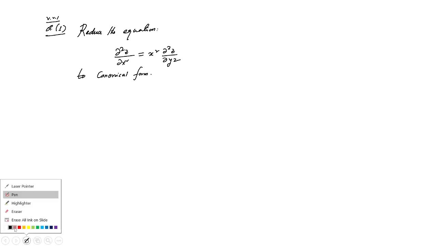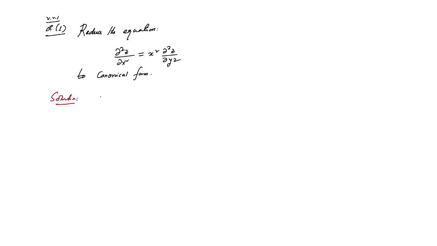Now how to solve this kind of problem? Okay, first we'll check it is hyperbolic or parabolic or elliptic type or not. That we will check. So the given second order semilinear PDE is del square z del x square minus x square del square z del y square equals to 0.